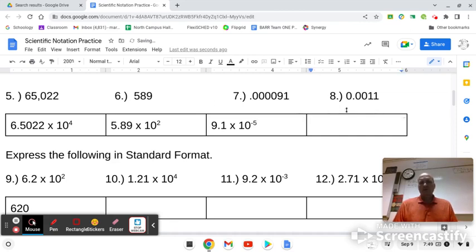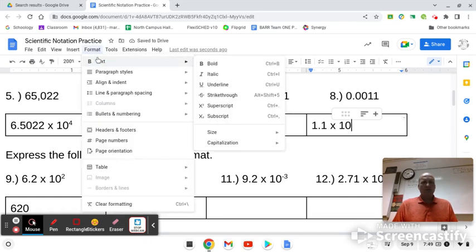All right, number 8. Same thing, I got to move the decimal to the right here. So 1, 2, 3, 1.1 times 10 to the, since I moved it to the right, it's going to be a negative 3.